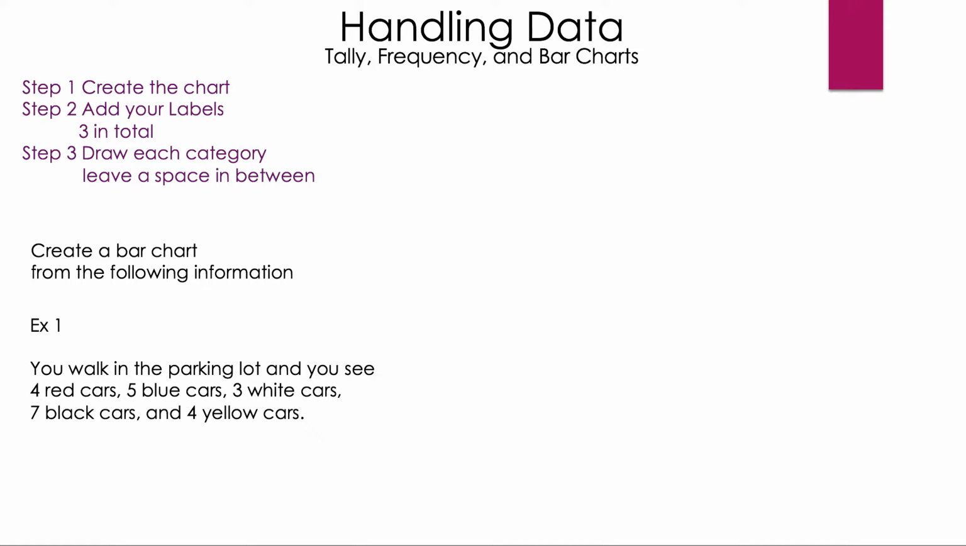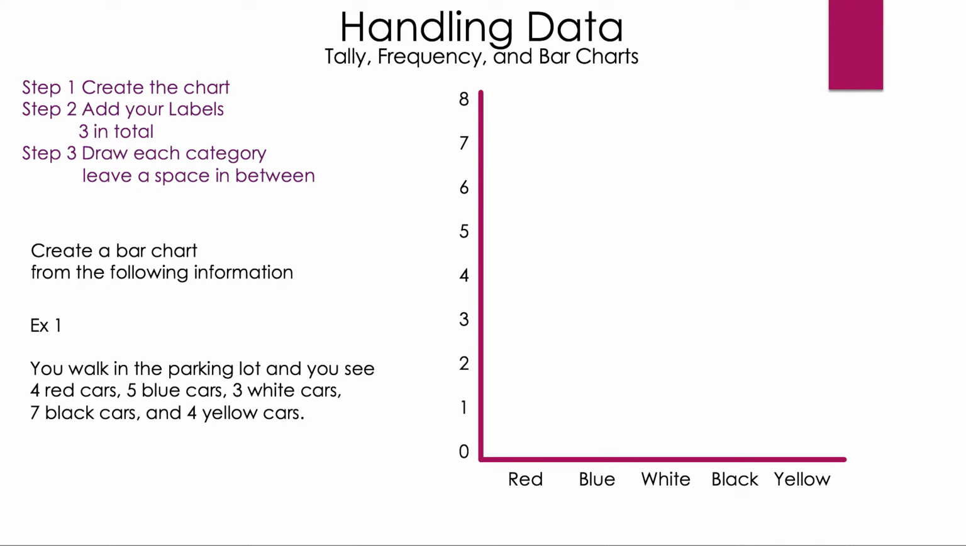So first of all, let's read the example. You walk in the parking lot and you see 4 red cars, 5 blue cars, 3 white cars, 7 black cars, and 4 yellow cars. So the first thing is to go ahead and draw your grid and label it with the colors and the amount of cars on the left on the y-axis. So now we're going to put the title of the chart on there.